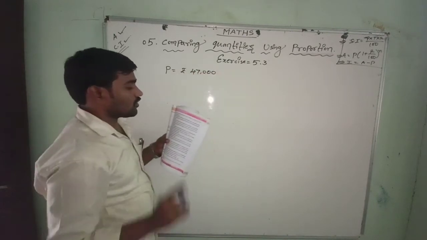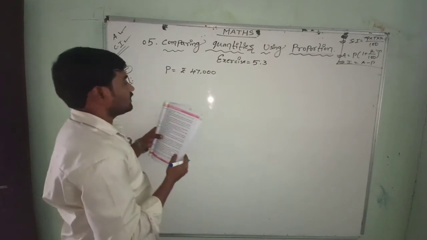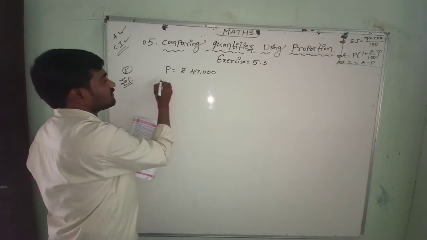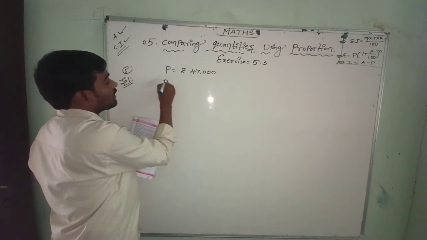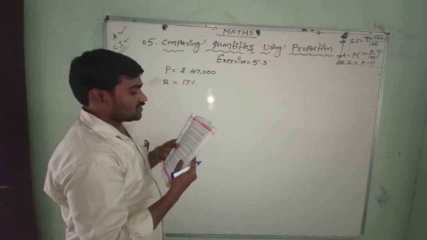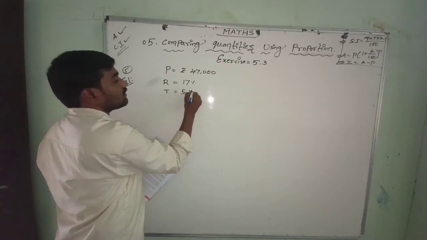47,000 rupees. ఎందుకు? ఒక కార్ కొనుక్కోవడానికి. ఓకే, the rate of simple interest is 17%. And she borrows the money for 5 years time period. T equal to how much?